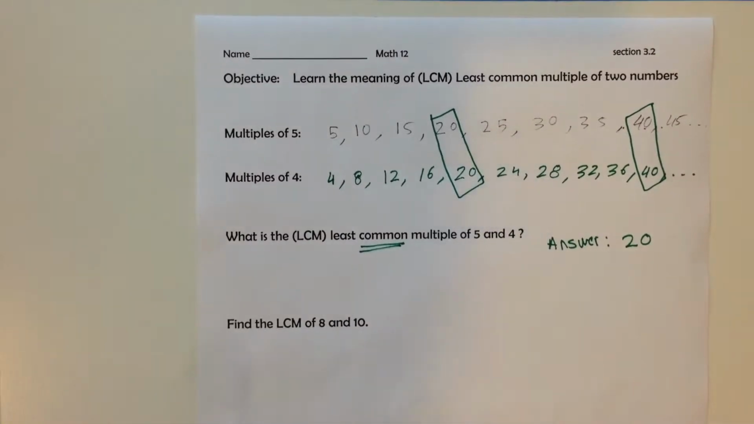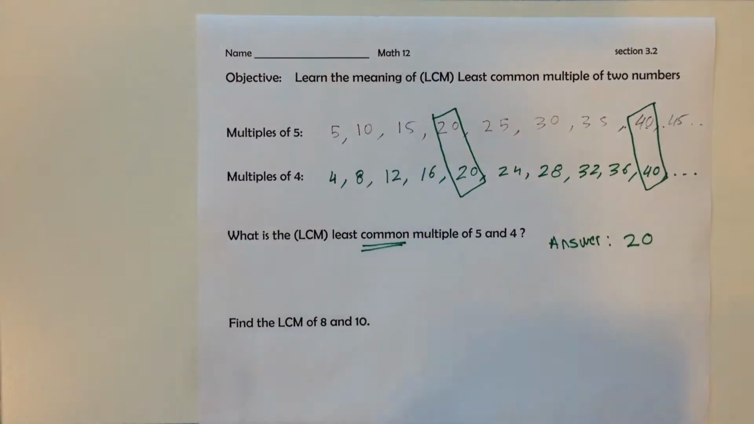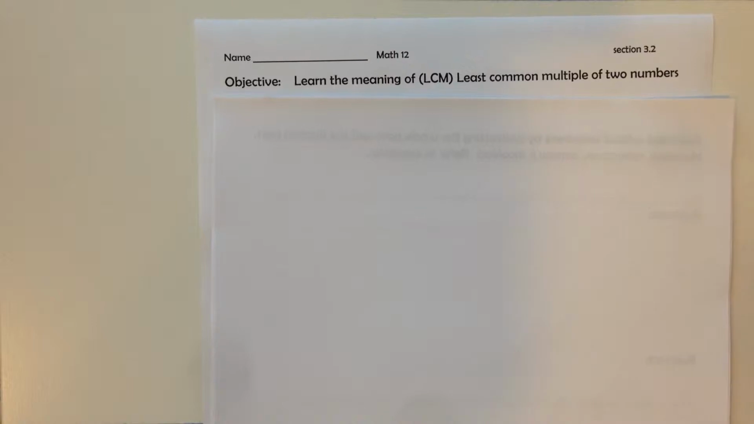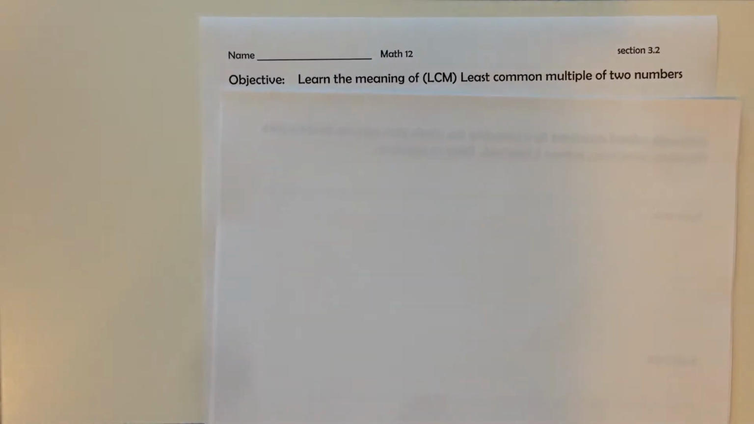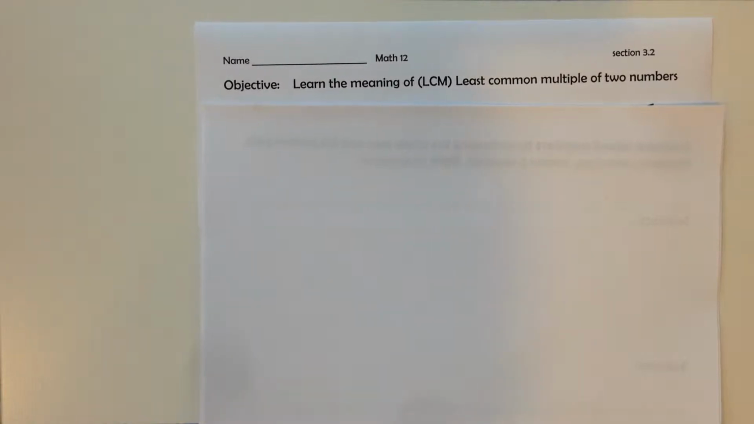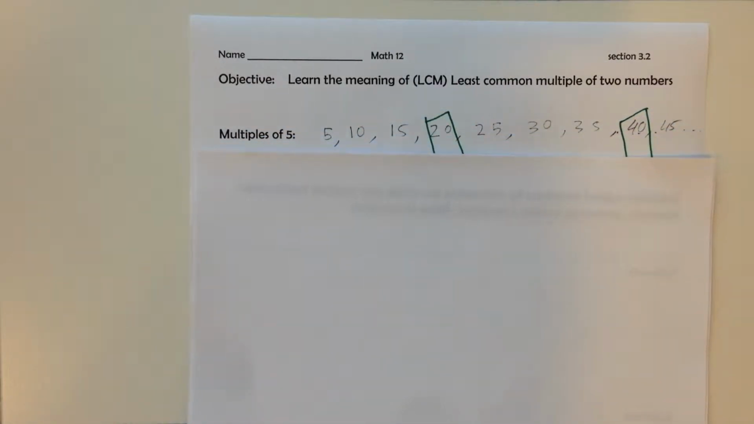In today's lesson, we are going to look at what is the least common multiple of two numbers. Least common multiple is sometimes referred to as the least common denominator, and perhaps you have heard of those words before. Before we talk about the least common multiples of two numbers, let's first understand what is a multiple of a number.